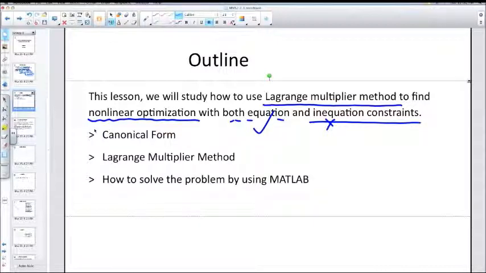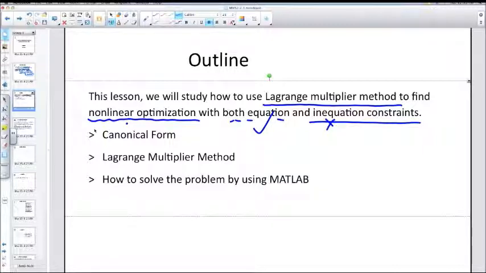So today, you get the full scope of the optimization. That's how I put it. You can deal with the most general problems, with linear or nonlinear functions, with both equation constraints and inequality constraints. That will be a little bit more difficult, you're going to see.